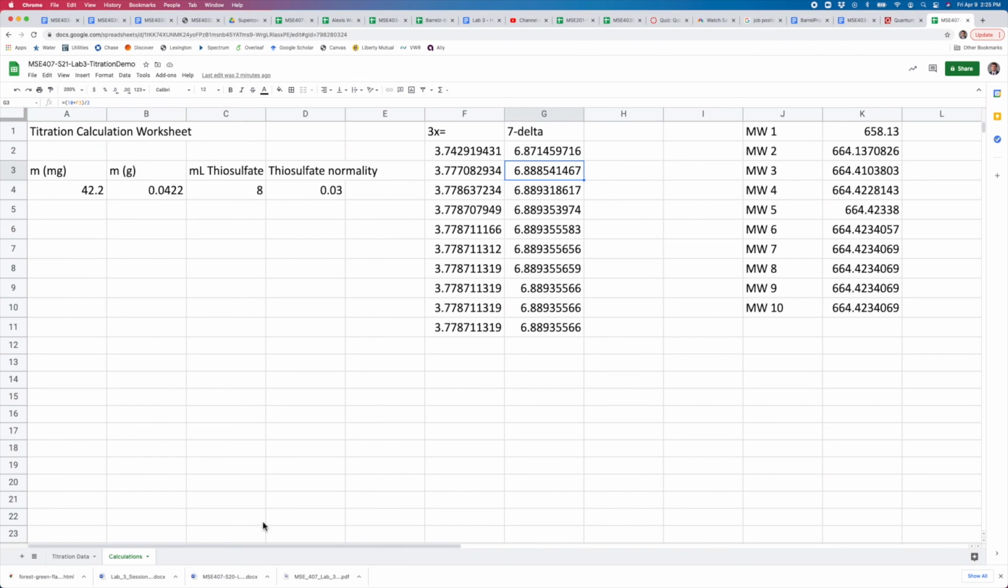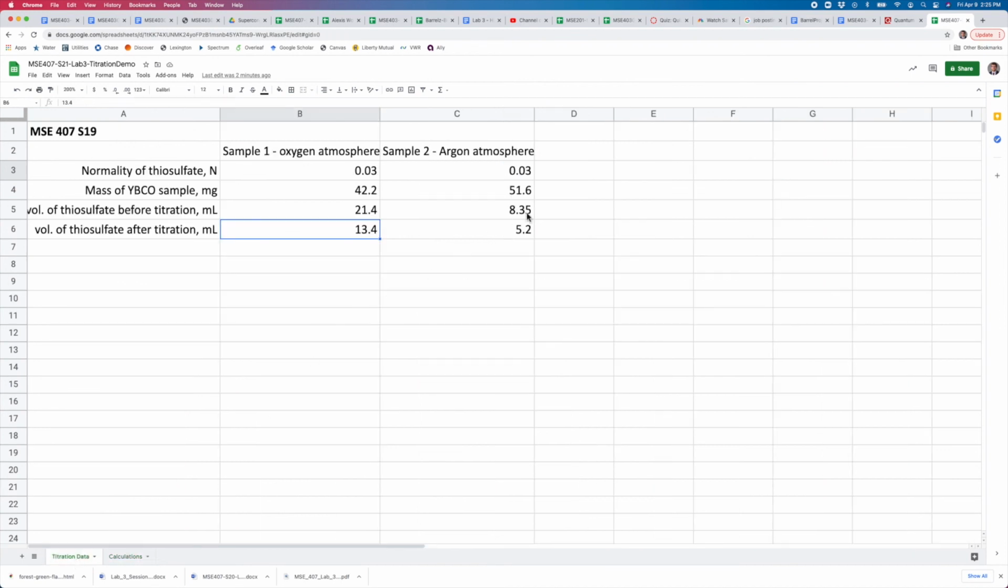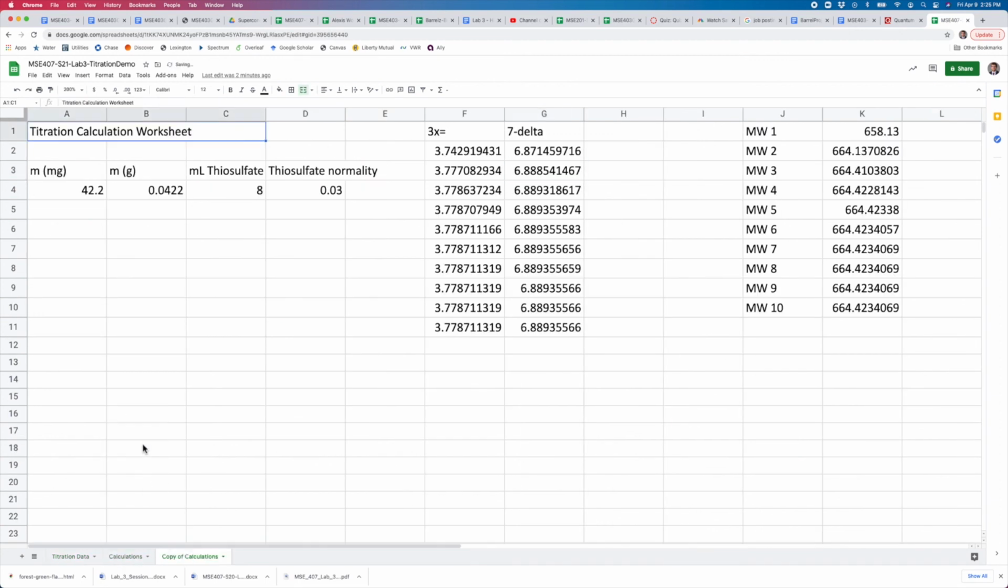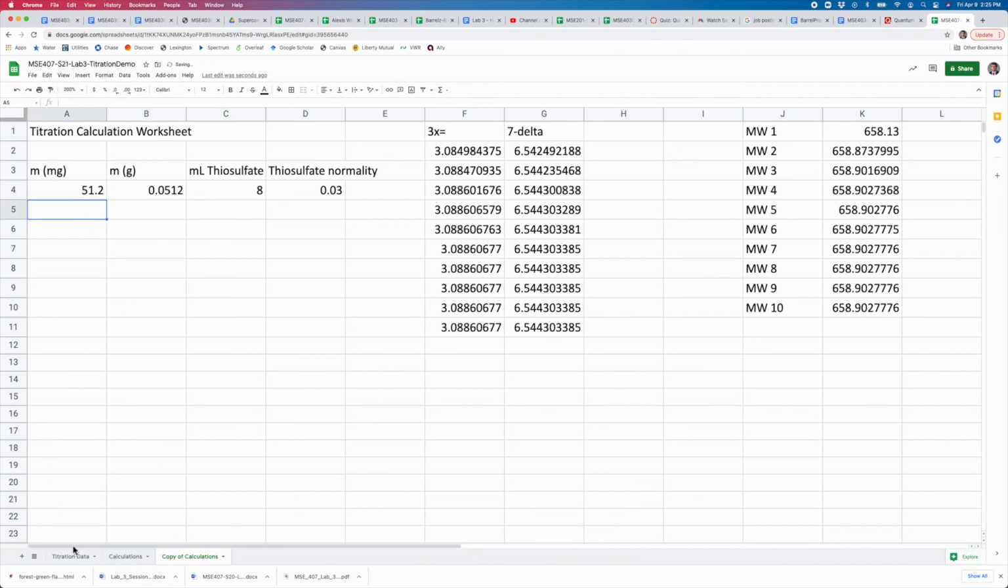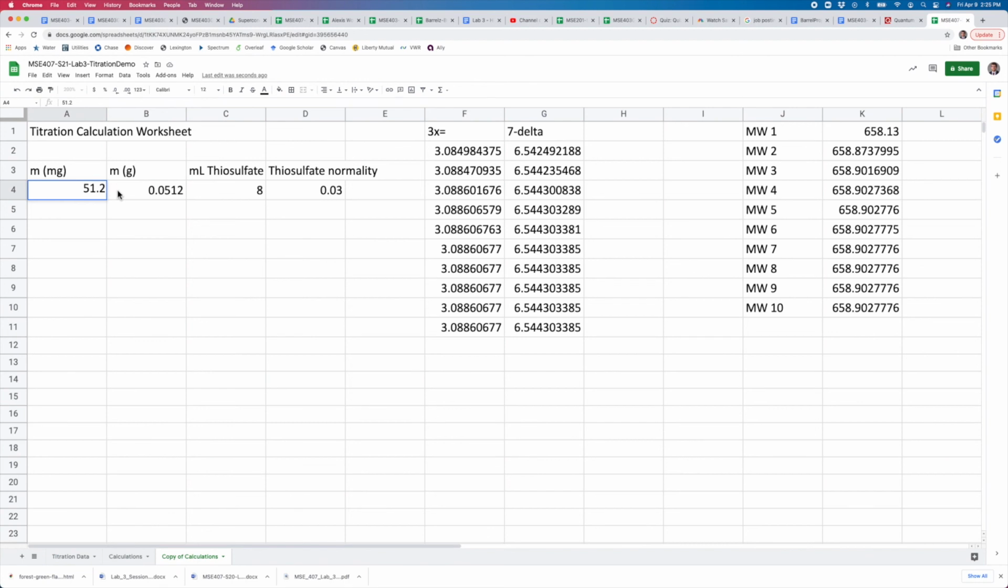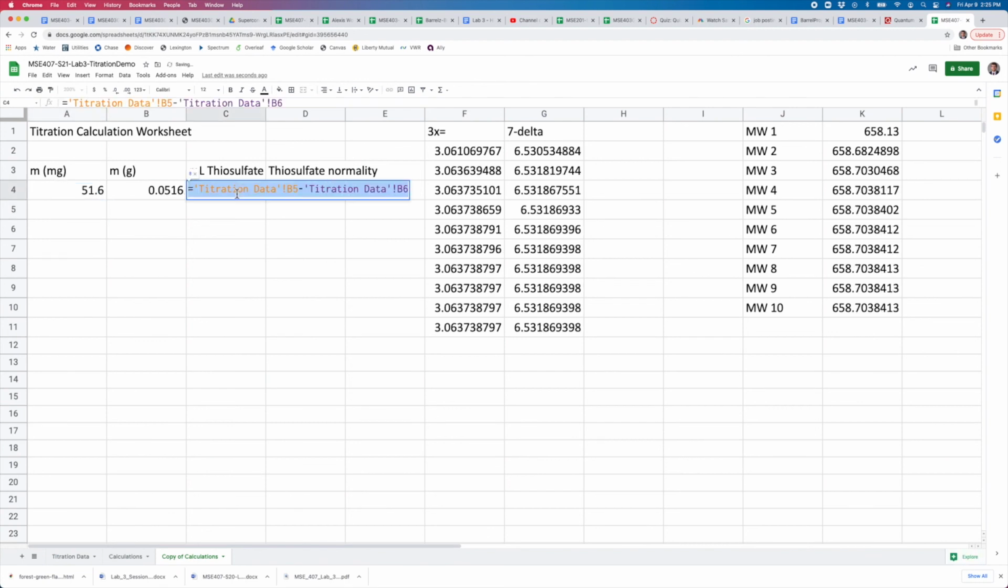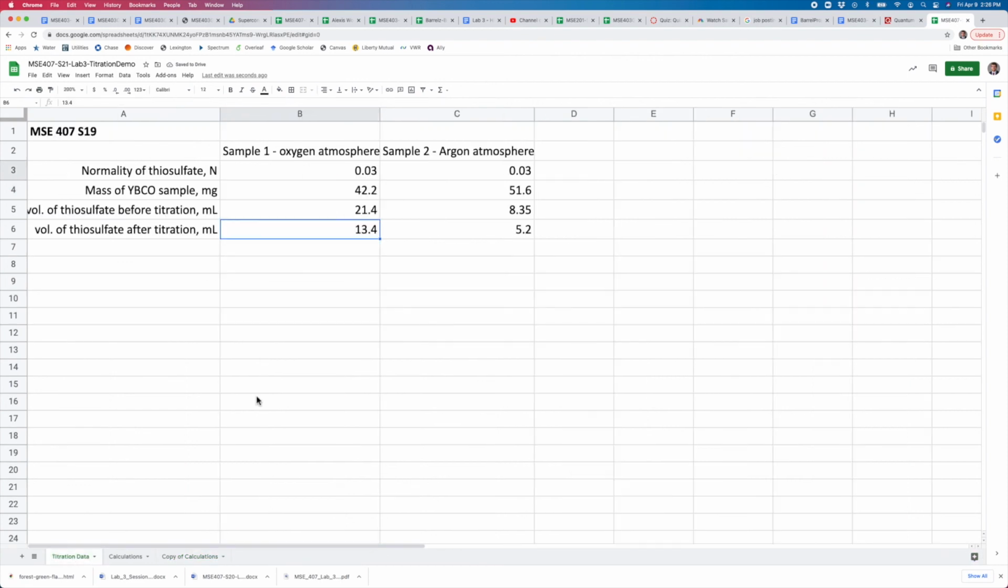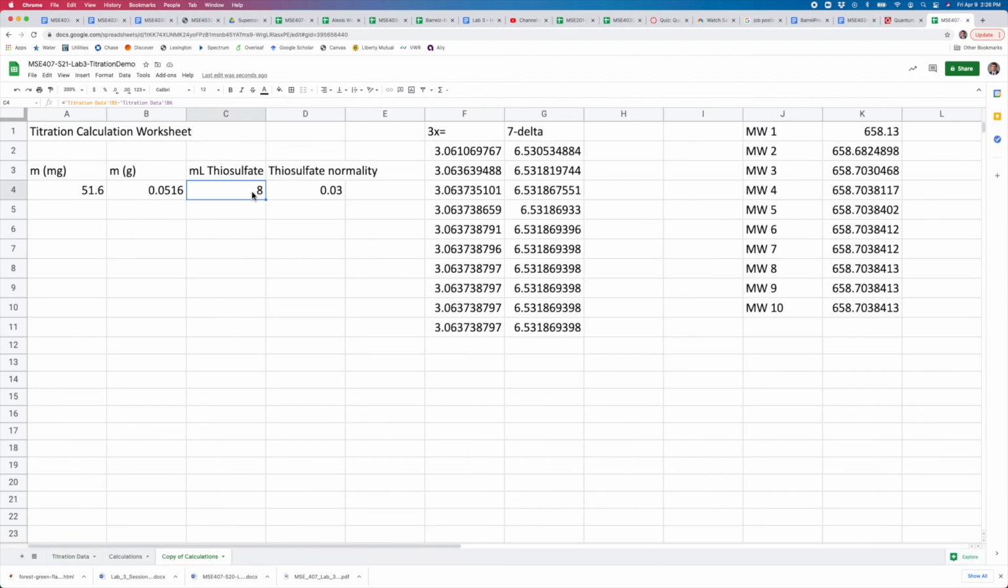Just as a reference, if we want to see the variation in oxygen content, we can go back and look at the other sample 2, which was under an argon environment. The main difference is, let me duplicate this. I'm going to change this to 51.2. Double check that. Yeah, sorry, 51.6. And then the mass here, sorry about that. Let's just go ahead and do this again.